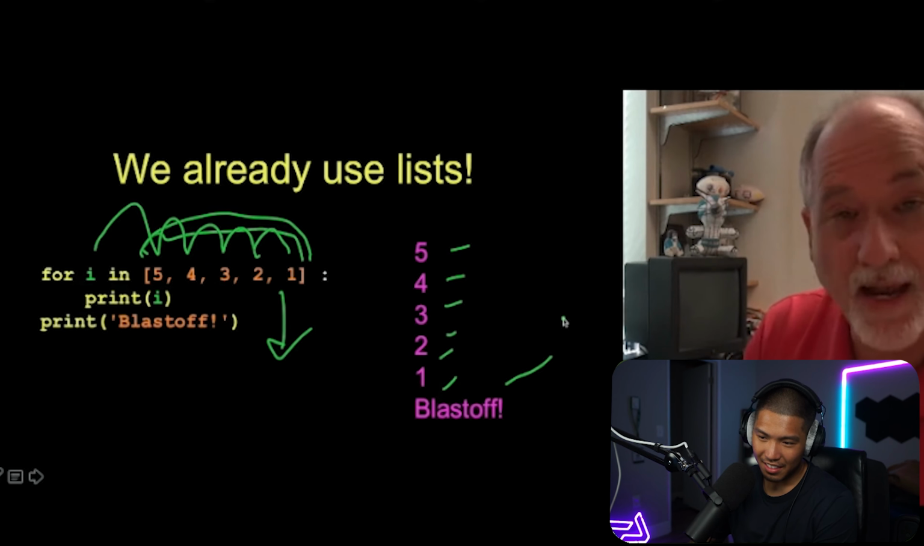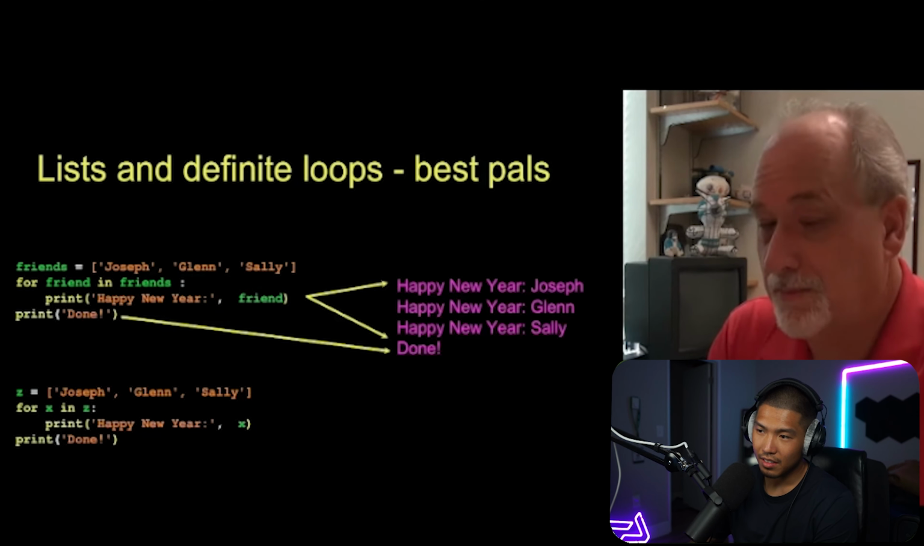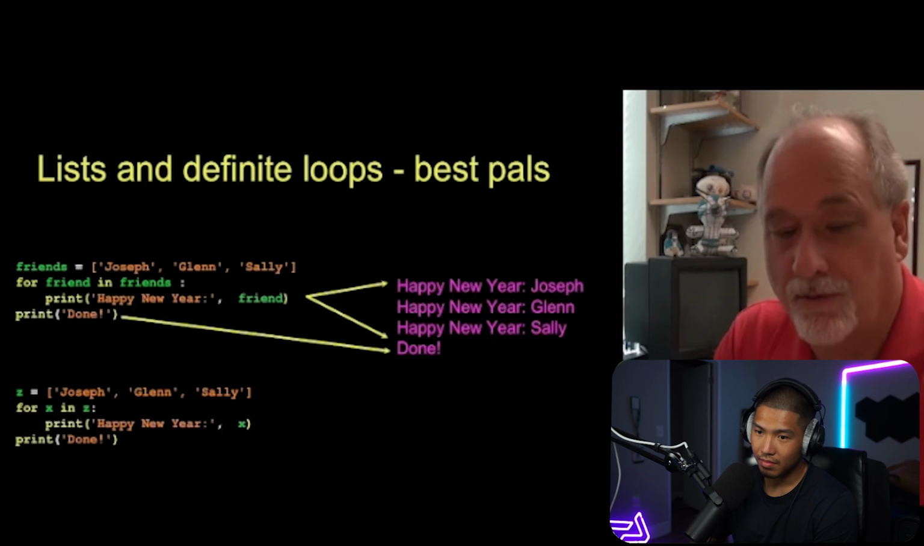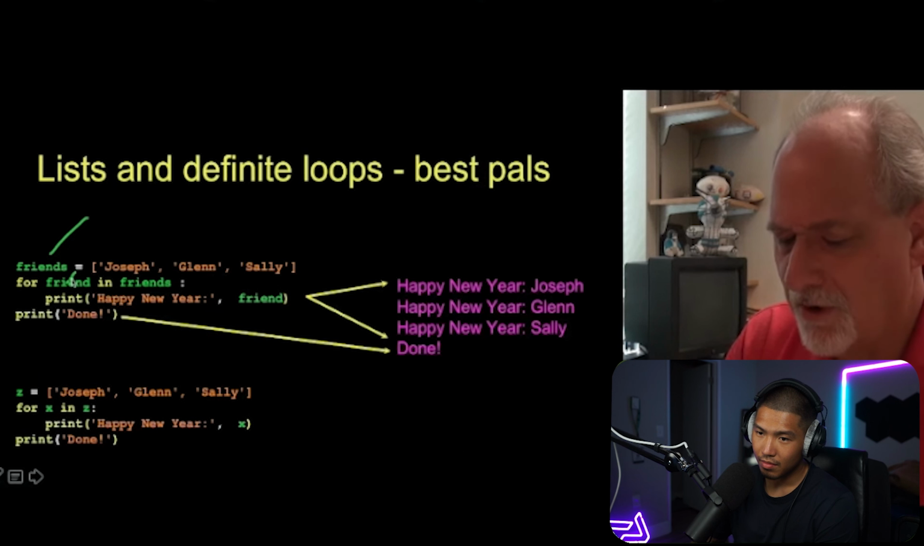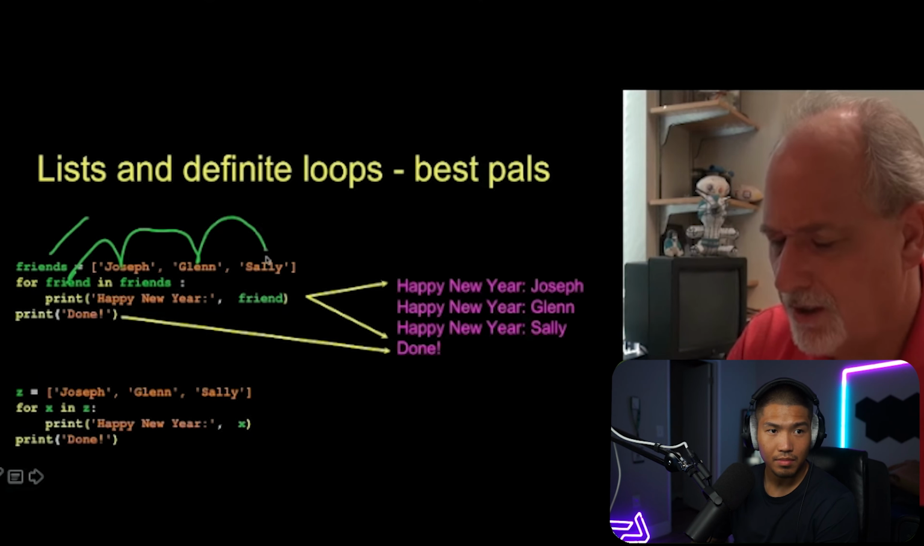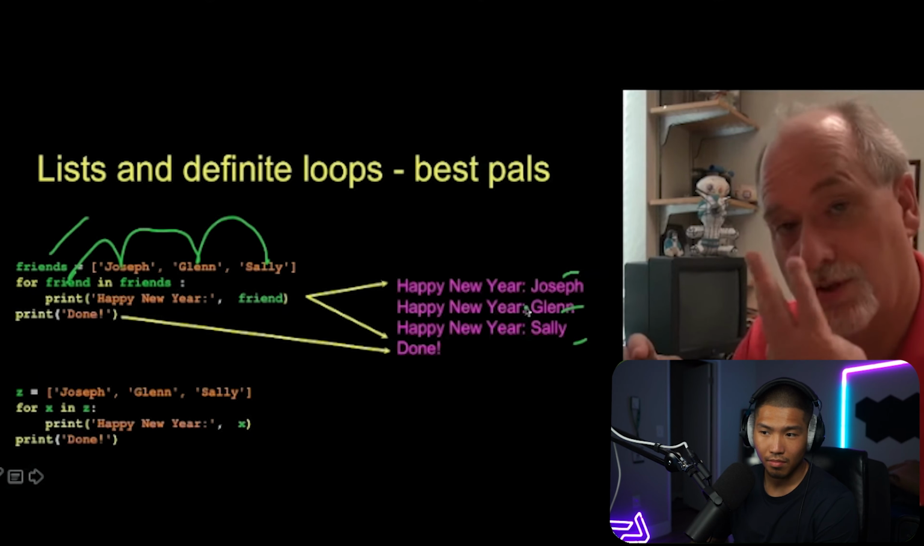So we've been actually iterating through lists with for statements all along. So the for statement has been something we use with lists. And when you just need to iterate through the list and go through every item in order, the for is a great way to do that. So friend is our iteration variable. Friends is our list variable. And so that says friend is going to successively take on the values Joseph, Glenn, and Sally and print out Happy New Year, Joseph, Glenn, and Sally. It runs 3 times, once for each of the values, and the iteration variable advances.